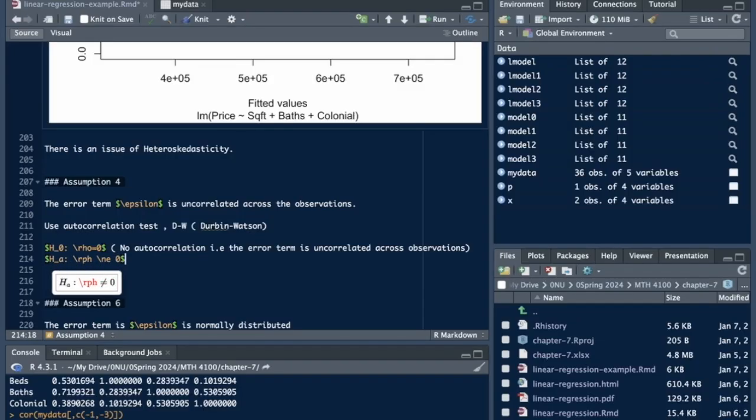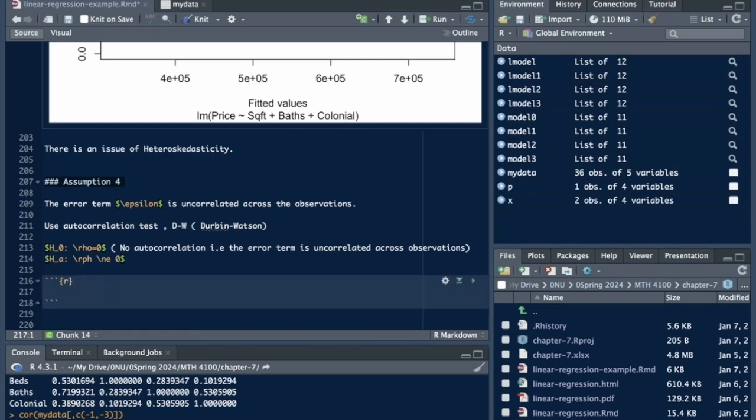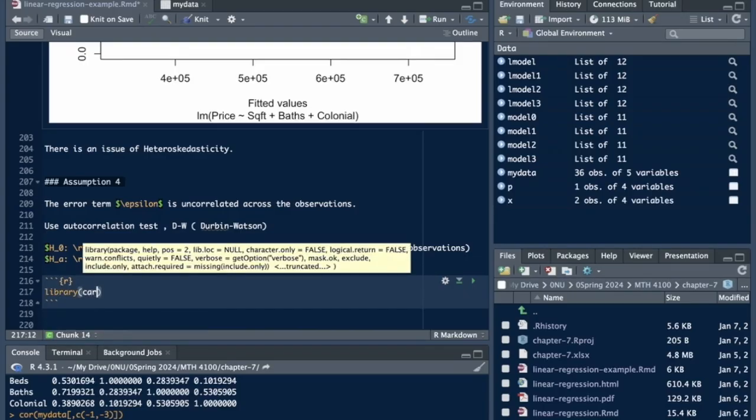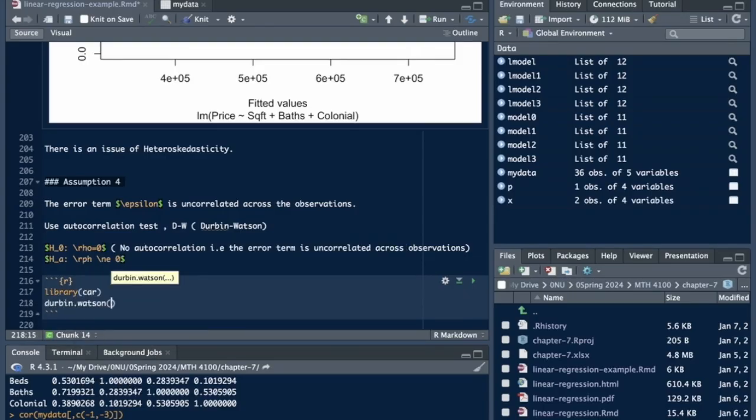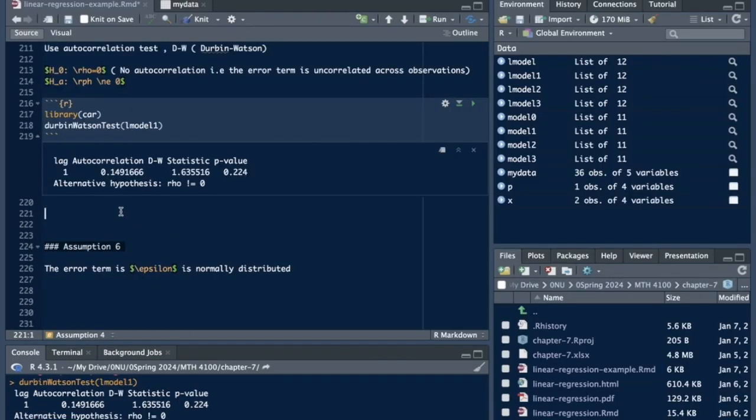But to conduct this test, we need to call a library called car. You have to install this package first, okay? I'm going to call it because I have it. The test is called durbinWatsonTest, applied to model 1. So we got values. The Durbin-Watson statistic is less than 2. But the p-value is not significant, okay?